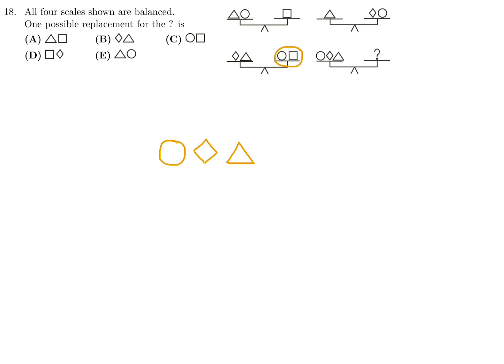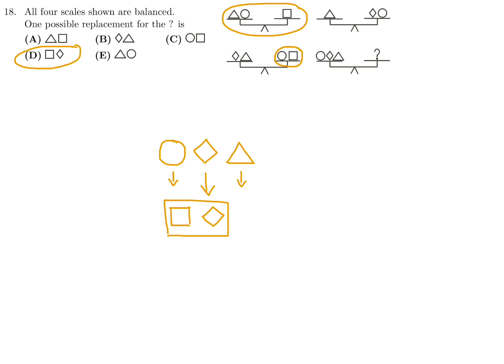So these 3 guys, the circle and the triangle, those 2 together are here. Circle and a triangle, and they equal a square. So these 2, I can just put a square. And then, of course, I still got that diamond left over from there. So these 3 are equivalent to a square and a diamond, based on the information given there. So a square and a diamond is my answer, and that's right here. Choice D for number 18.